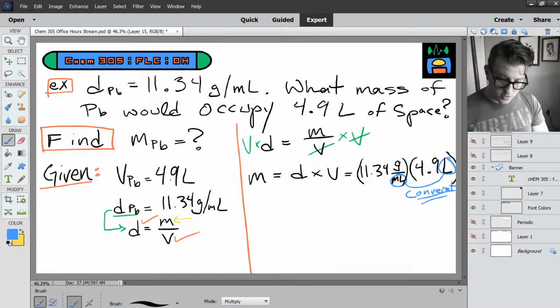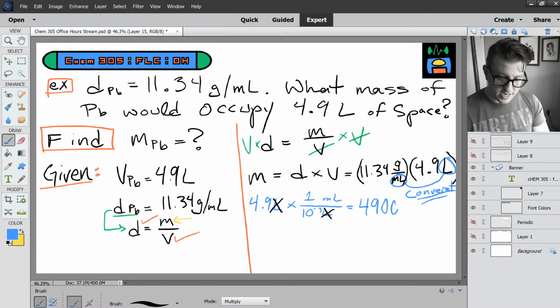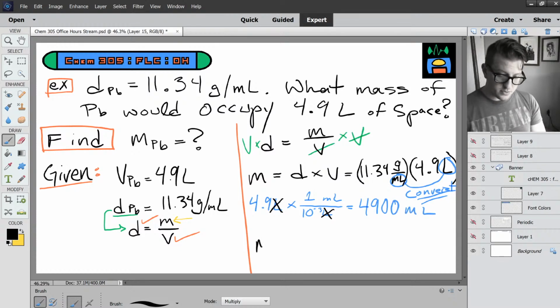All right, so it doesn't matter which one you choose to convert. It'll be the same either way. I'm going to convert liters to milliliters. Liters in the denominator, milliliters in the numerator. 1 milliliter is 10 to the negative third liters. So now liters cancel, and 4.9 liters is 4,900 milliliters, and this is a number we can use.